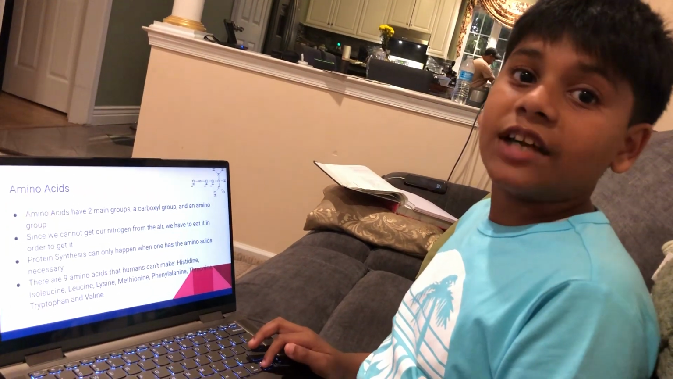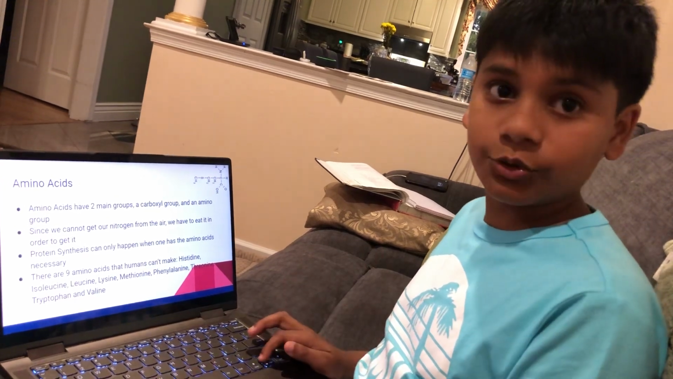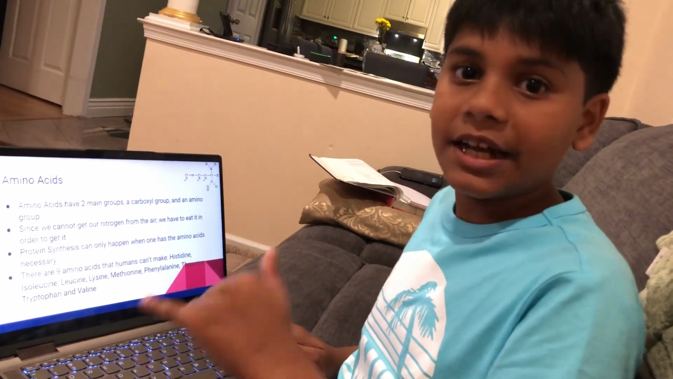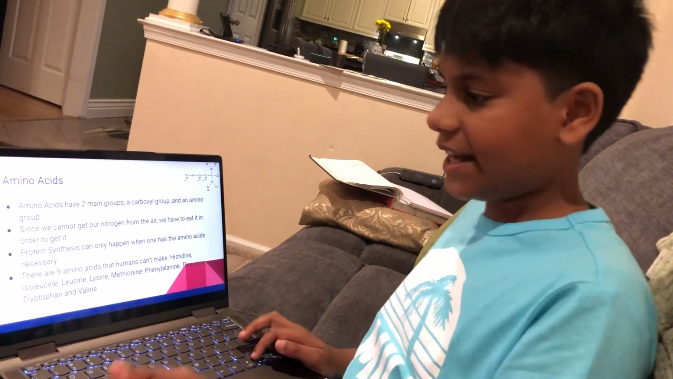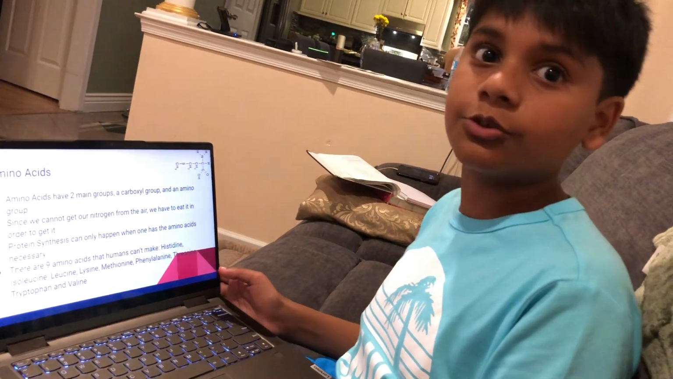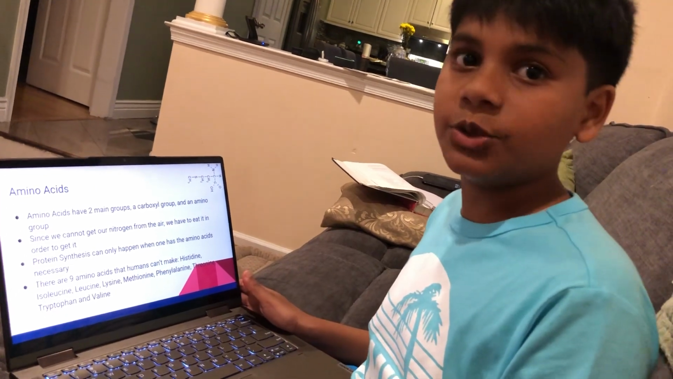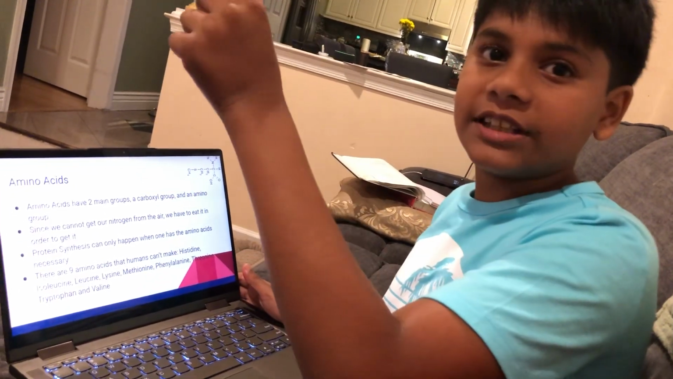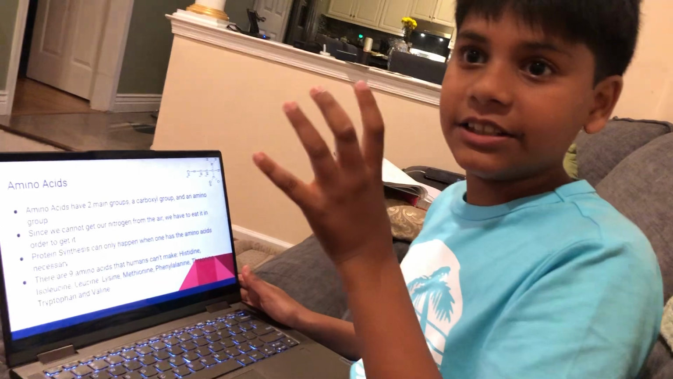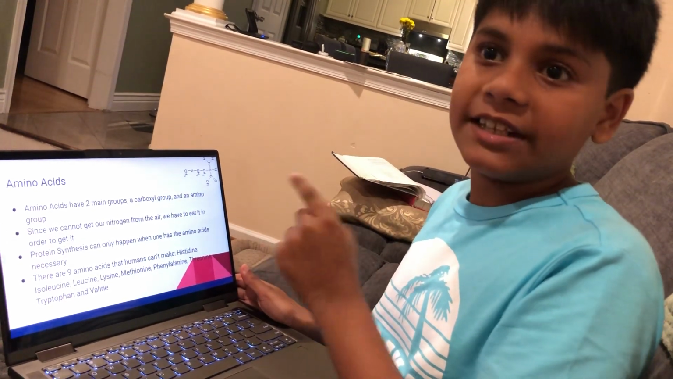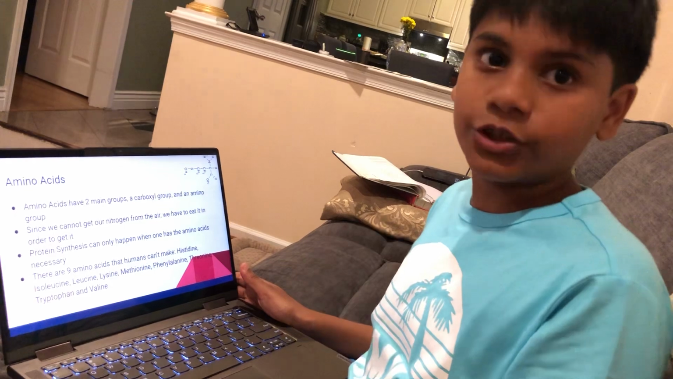Part 3, proteins. So we have amino acids. Amino acids have 2 main groups, a carboxyl group, which we discussed earlier, and an amino group. This is how it gets its name, amino acid. Now the amino group has NH2. And the thing about NH2 is, since nitrogen is in the air, but we can't just extract it, amino acids or proteins are the only way to get nitrogen into our body, and it is essential actually.